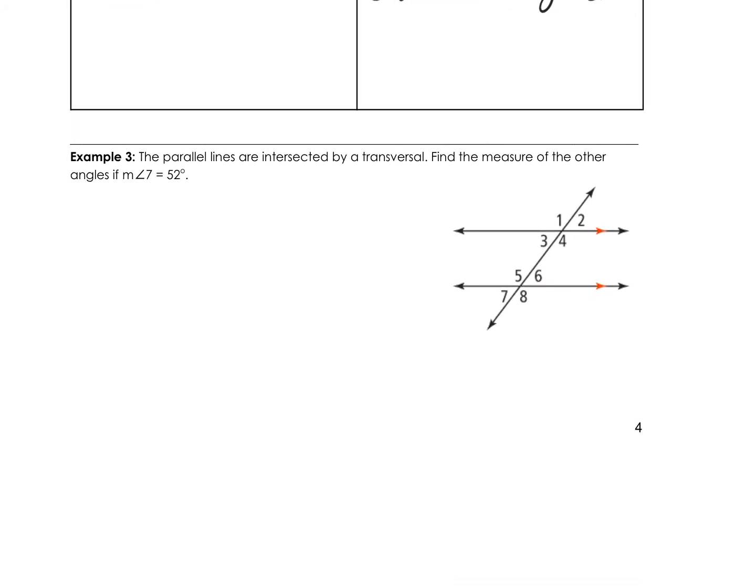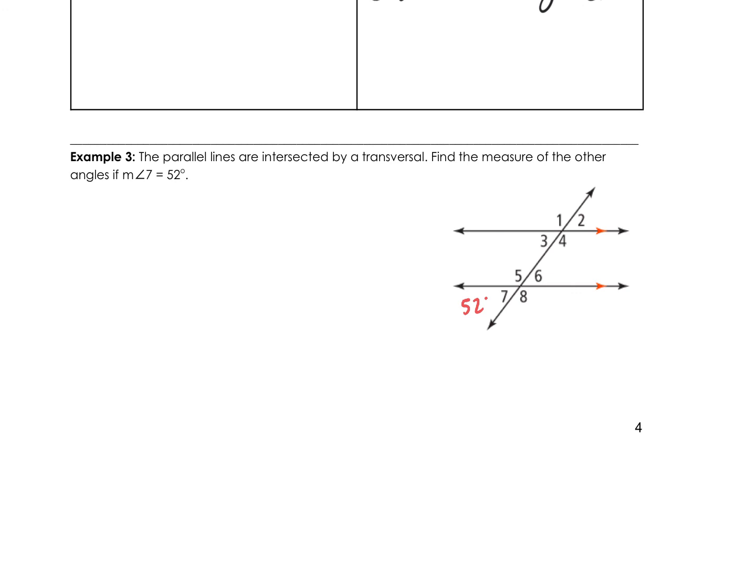Example. So the parallel lines are intersected by a transversal as seen in the picture. Find the measures of the other angles if the measure of angle 7 is 52. Okay, so step 1 is draw a picture. Done. Okay, step 2 is label your picture. All right, measure of angle 7 is 52 degrees. All right. Find everything else.